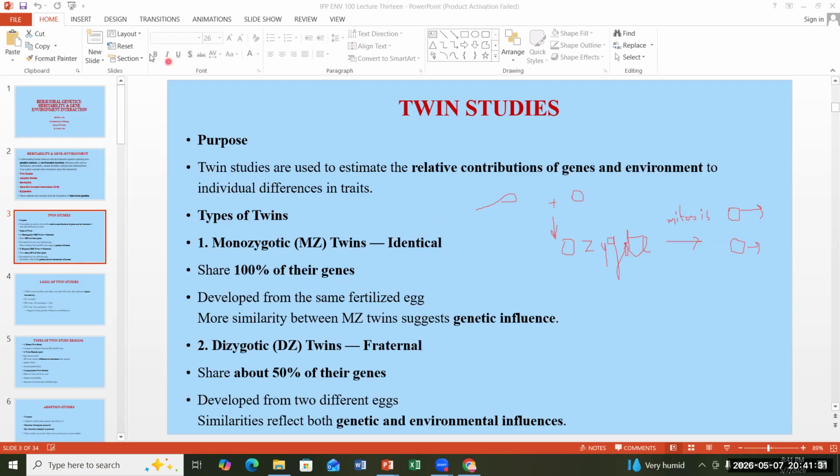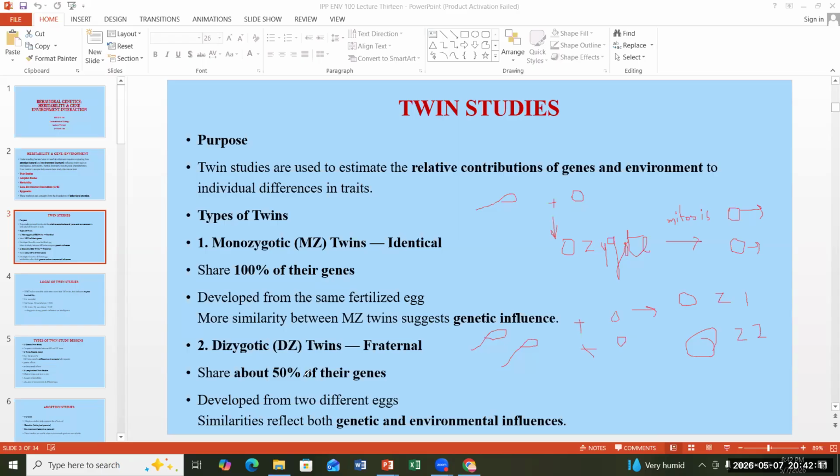The other type of twin studies that could be conducted is with dizygotic twins. Dizygotic twins are also known as fraternal twins. What are fraternal twins? For example, at the time of fertilization, two different sperm fuse with two different eggs. As a result, two different zygotes are produced. Right? Both the twins will be formed at one time. This is zygote 1 and this is zygote 2. Both the zygotes will develop into individuals, but they will be fraternal twins.